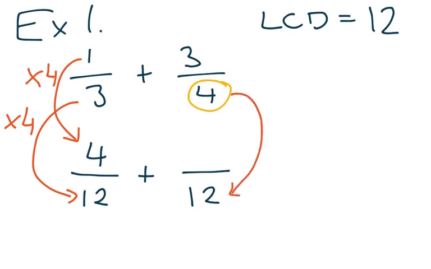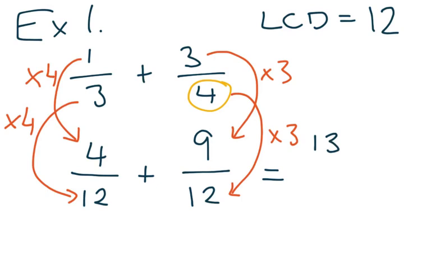So what did we do to the 4 to get to 12? We multiplied it by 3. So what do we have to do to the top? The same thing. We multiply by 3. 3 times 3 is 9. Now that we've got 4/12 plus 9/12, we can add them together to get 13 over 12.